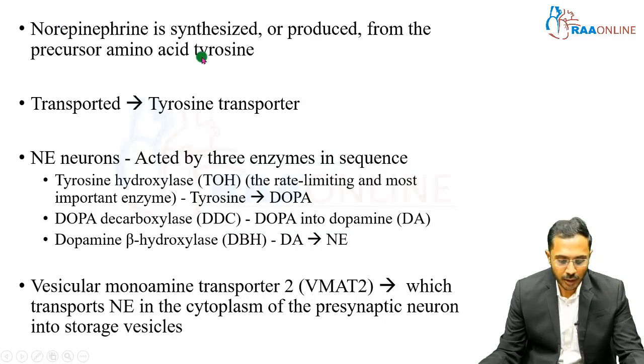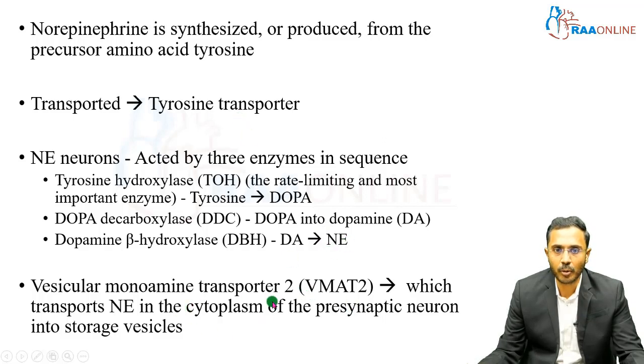So, this is norepinephrine. It is synthesized from the amino acid called tyrosine. Tyrosine is transported into neurons by the tyrosine transporter, and it is acted on by three enzymes in sequence. First, tyrosine hydroxylase. This is the rate limiting step. It converts tyrosine into dopa. Then dopa decarboxylase converts dopa into dopamine. Then dopamine beta hydroxylase converts dopamine into norepinephrine. This is how norepinephrine is formed from tyrosine.